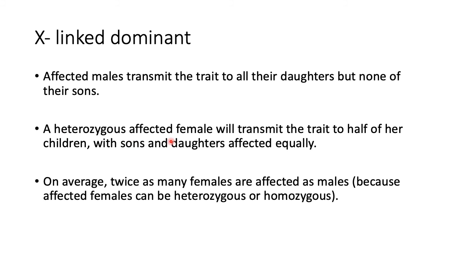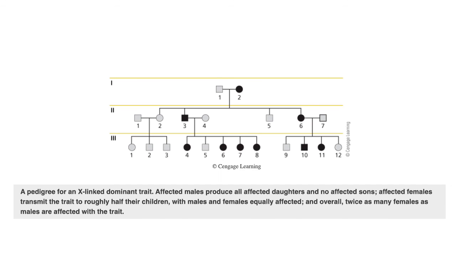A heterozygous affected female, so this is a female that has one dominant and one recessive, will transmit the trait to half of her children. That means a 50% chance that the daughter will carry that dominant trait, and a 50% chance that the son will carry the dominant trait. So on average, in this case, because the dad is carrying the dominant, twice as many females are affected as males. So this is what a pedigree of an X-linked dominant trait looks like.